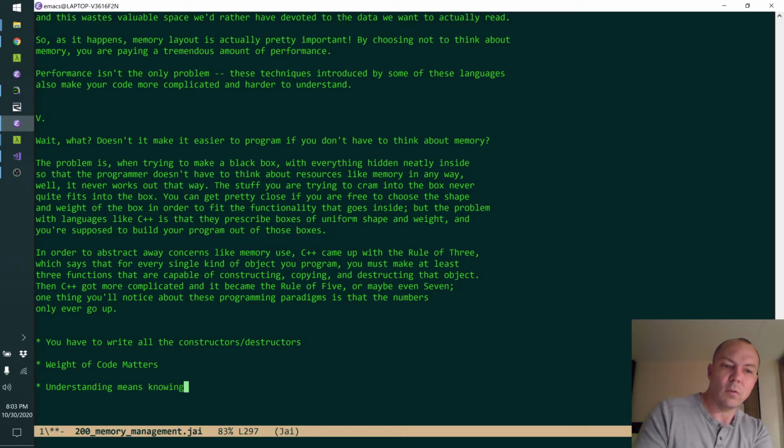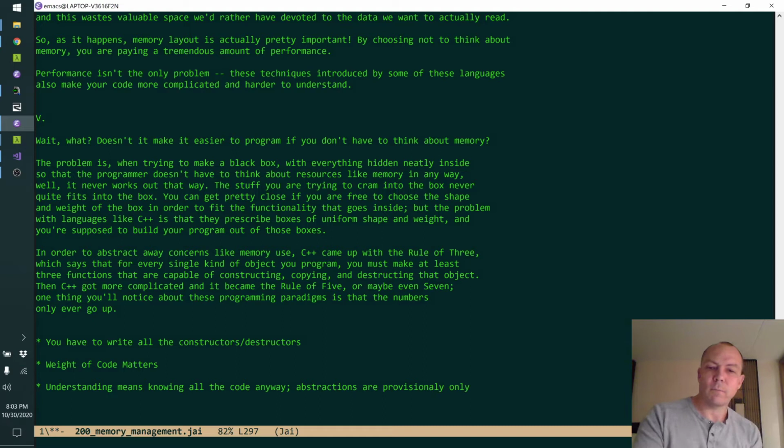Understanding means knowing all the code. Once you need to pass some level of understanding, an abstraction barrier like a constructor is kind of provisional, right? At some point, you're going to want to look on the other side of that abstraction barrier to understand what your program's doing, either for performance or functionality reasons. And so the more code there is, the more there is to understand, right? And when you have to do these rule of 17s, it just means there's a lot more code, right?